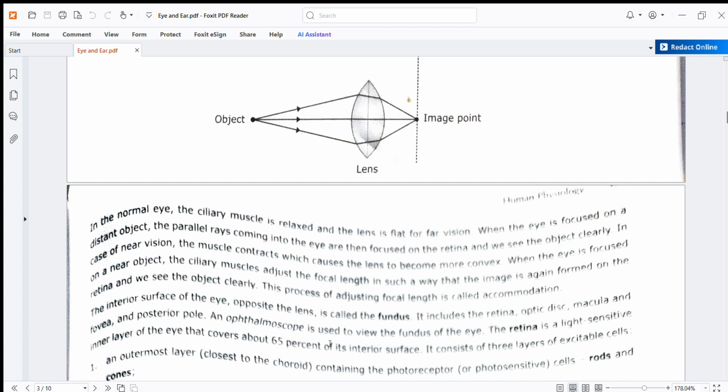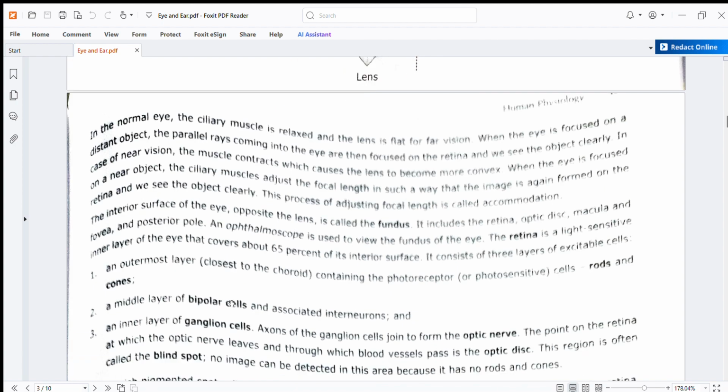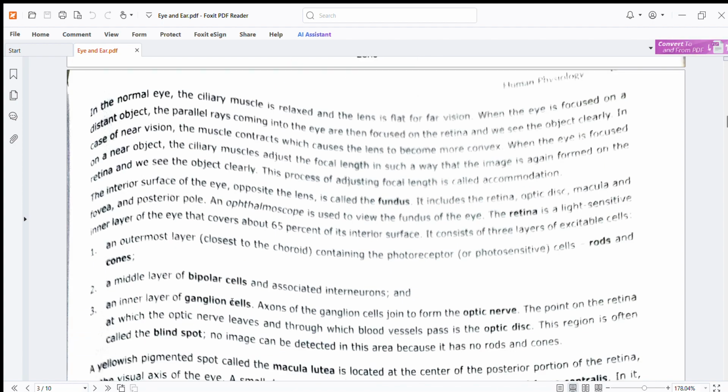The retina is the light-sensitive inner layer of the eye that covers about 65% of its interior surface. It consists of 3 layers of excitable cells: an outermost layer adjacent to the choroid containing the photoreceptors, rods and cones, the middle layer of bipolar cells and associated interneurons, and an inner layer of ganglion cells.